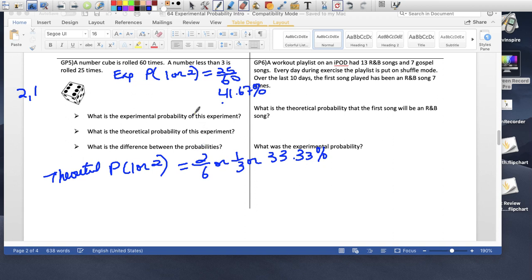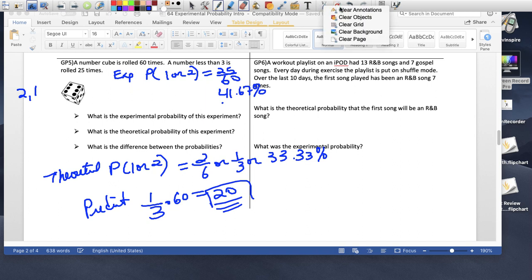So what's the difference between the two probabilities? Well, in theory, before you actually did the experiment, you would tell me, hey, it's going to land on 1 or 2 1/3 of the time, and if we spin this 60 times, and you multiply, so our prediction, 1/3 times 60, you were expecting it to land on a number less than 3, 20 times. Did he land 20 times? No, he landed 25 times. So it was a little bit more. So the difference is 5 more.